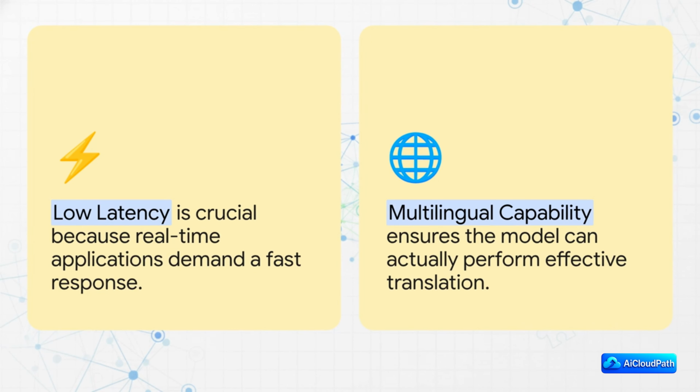So for this specific task, you've got two things that are absolutely non-negotiable. They're equally important. First, you need a lightning-fast response. That's what we mean by low latency. And second, the model has to be good at its main job, right? It needs to handle a bunch of languages really well. You can't have one without the other. If either one of these is off, the whole app is basically useless.